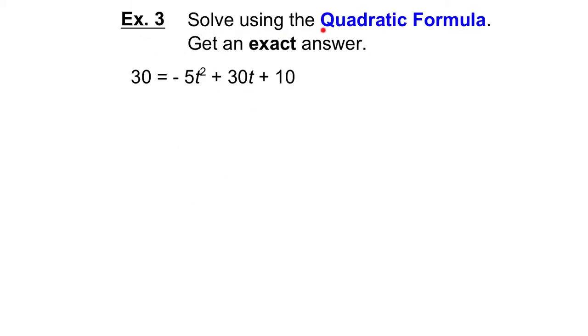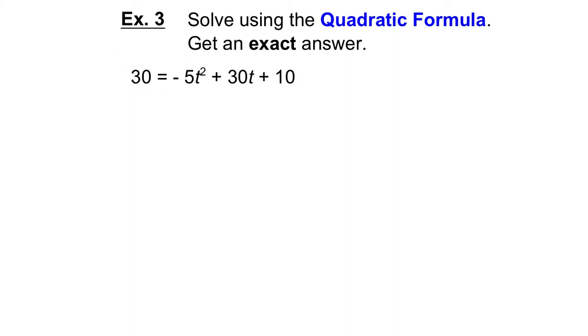Okay, so I'm going to go through my next example with the quadratic formula. Solve using the quadratic formula. Get an exact answer. When I say exact answer, I don't necessarily mean just write all the digits that you get in your calculator, because your calculator just ran out of room. It rounded your answer. When I say exact, I mean no rounding at all. And I'll get to that when we get to the end of this problem. But first, here's the equation.